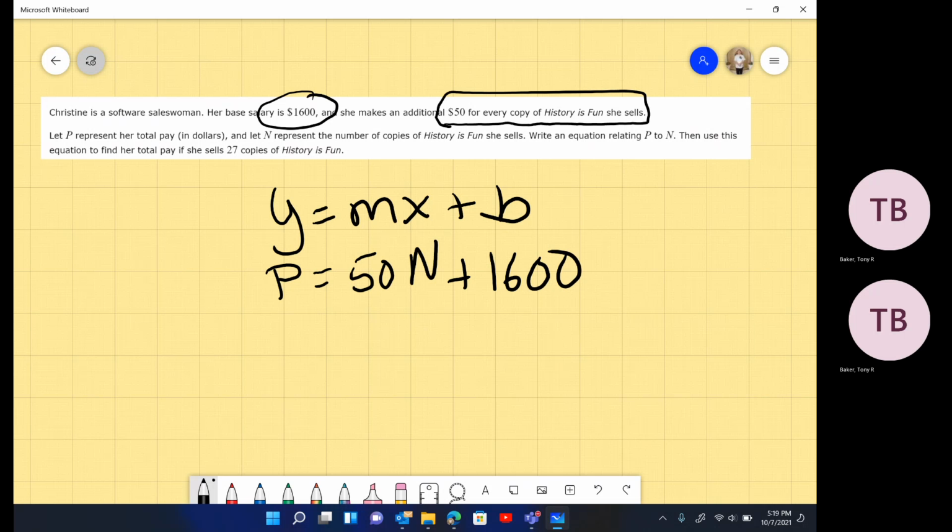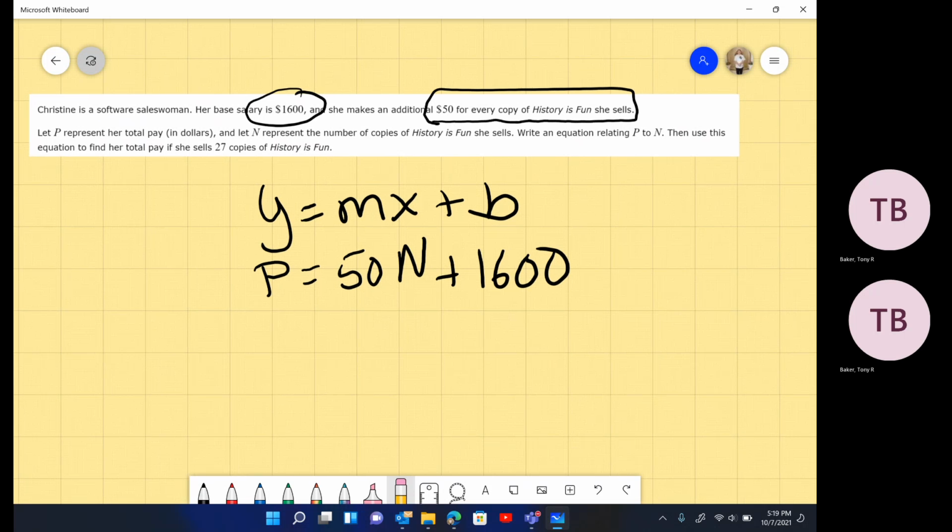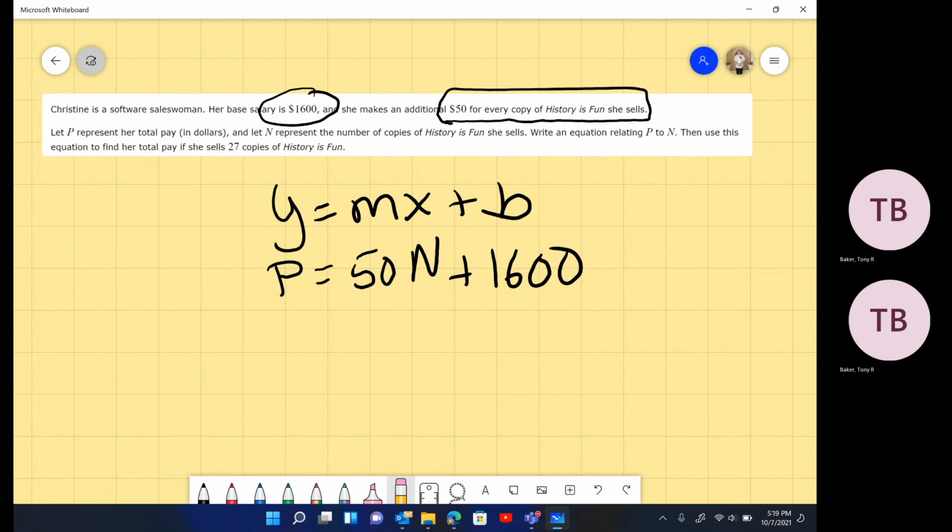It's honestly one of those ones, it's a word problem that looks complicated, but in reality, you're looking for very specific pieces of information. You're looking for your starting piece. You're looking for what changes, those two things. All right. So once you find those two things, it's just plug into the formula.